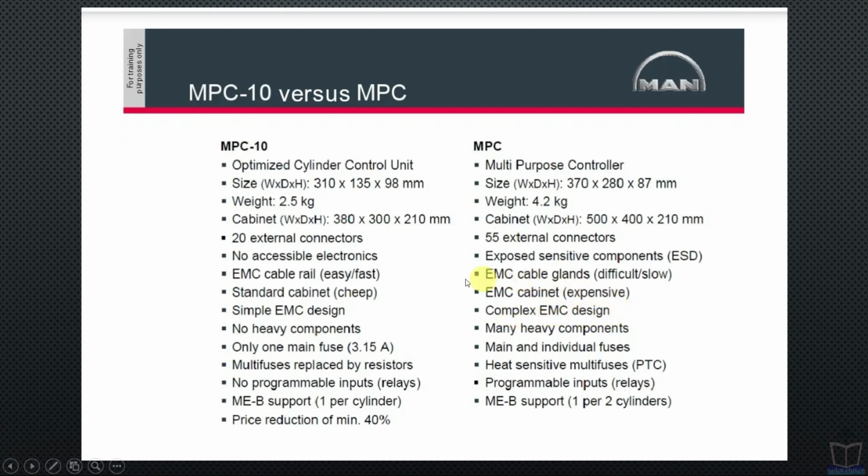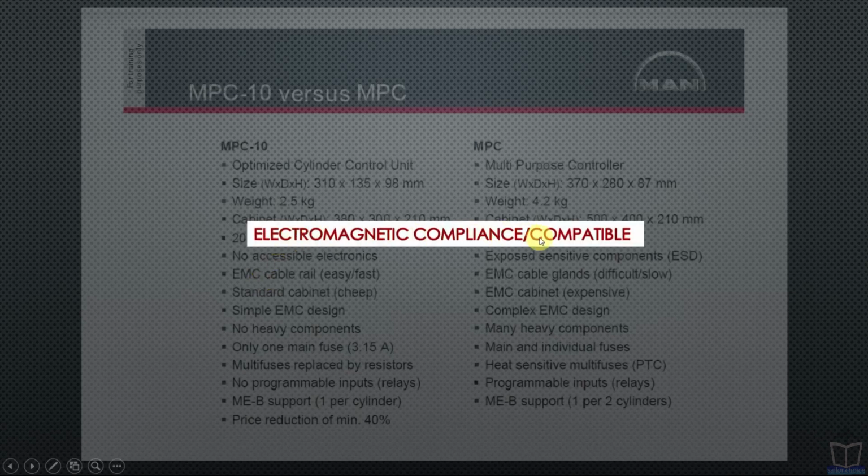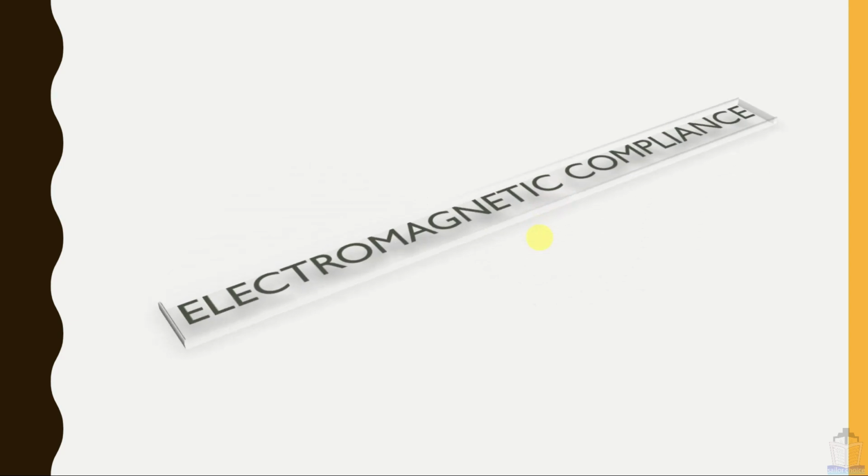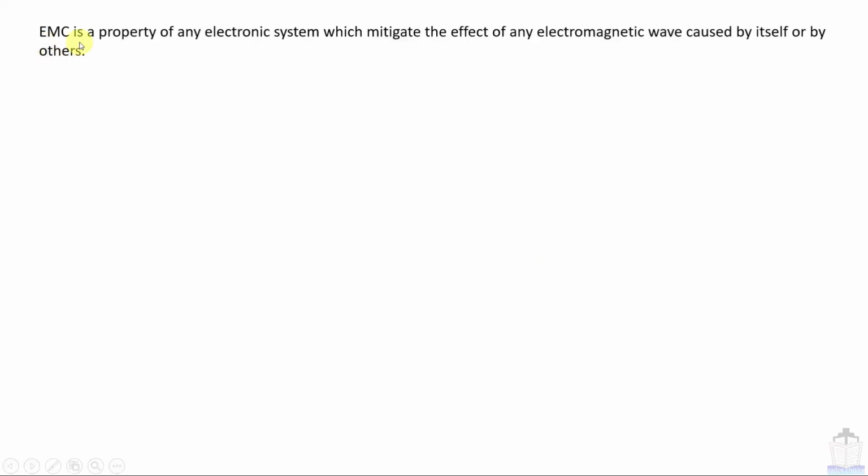Now you might be wondering what EMC is. So now I am going to explain about EMC. EMC actually stands for electromagnetic compliance or compatibility. Now we will see the examples and definition of electromagnetic compliance. Electromagnetic compliance is a property of any electronic system which mitigates the effect of any electromagnetic wave caused by itself or by others. Basically it nullifies the effect of the electromagnetic wave, which generates the noises and ripples caused by electromagnetic interference.